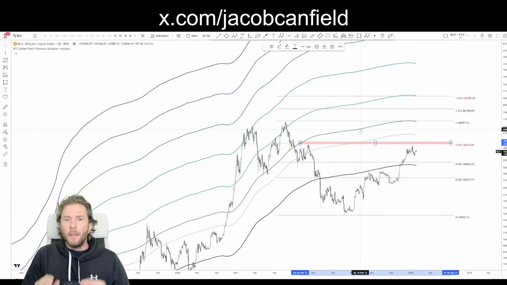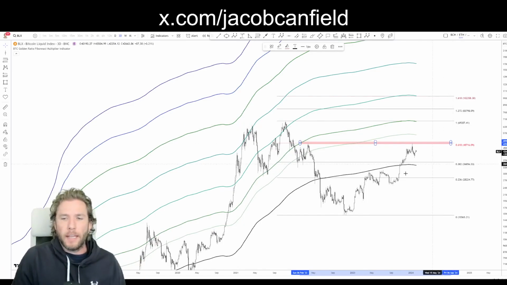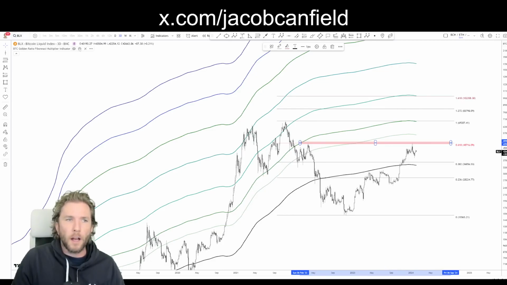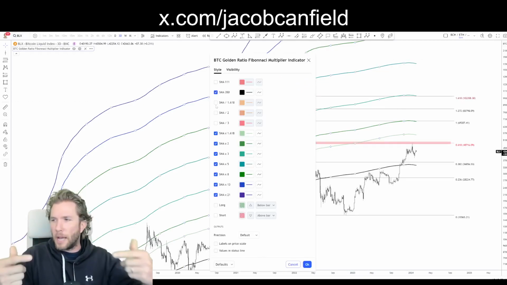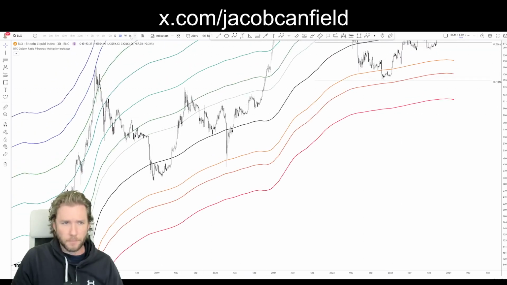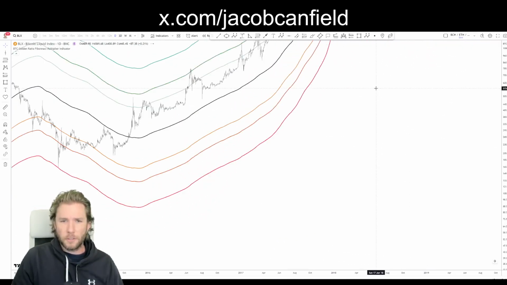Now, the other thing that I really like about the golden ratio multiplier is not just predicting tops, which it's given us pretty well, but it also helps predict bottoms. Instead of multiplying it by 2 in the ratio, you can actually divide as well. So you've got the 1.618, the 2, and the 3. And these tend to give us pretty nice historical cycle lows as well. Let me go back to the daily.